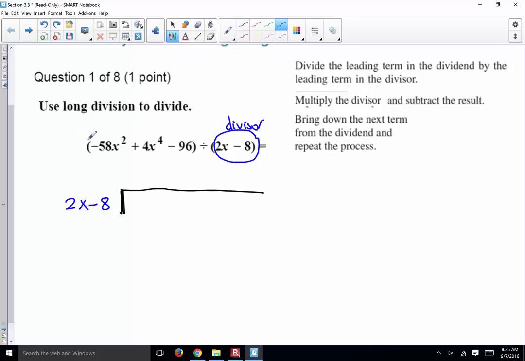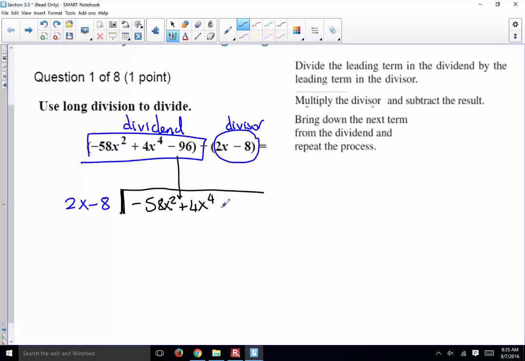What is this one called? You know the special name for it? Dividend. It goes to the right here, okay? Any questions so far? This is just the setup. We haven't started dividing yet. The solution, the result, is gonna pop up here.